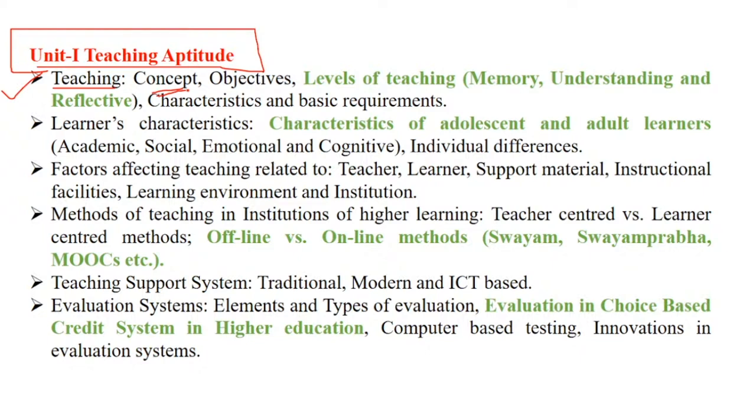Okay, objectives. Now level of teaching. There is evidence that in your final examinations they have given questions on levels of teaching. In 2019 also there was a question saying which of the following is not a level of teaching. In your syllabus they have very clearly given memory, understanding and reflective as the only levels. One option given was differentiation, so that was the odd man out. There is no such level called differentiation. So it is very important for you to understand your syllabus in detail.